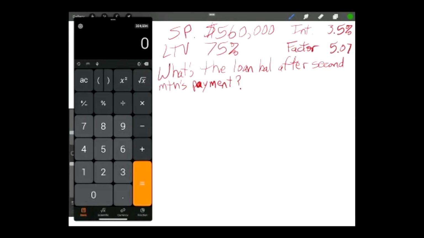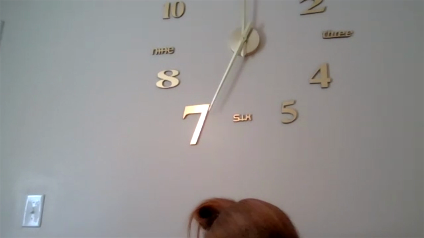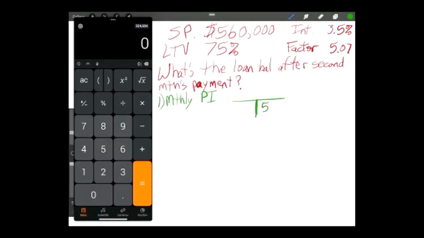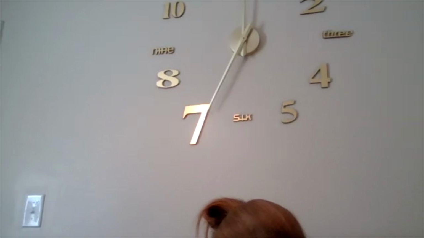All right, let's see. Step 1, we're going to calculate our monthly principal and interest. What do we need to do to calculate the monthly principal and interest? What's the formula look like? What's going to be on the bottom? The loan value and the loan factor. Yes, the factor. Great. Perfect. And the loan amount. But what's the special thing about the loan amount in this one? It has to be divided by 1,000.